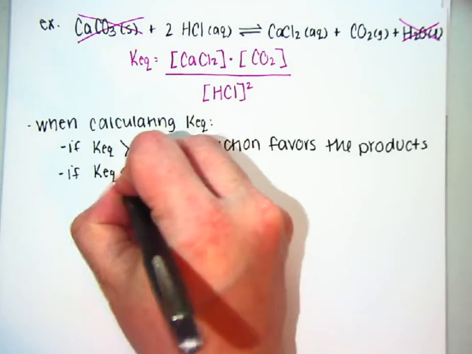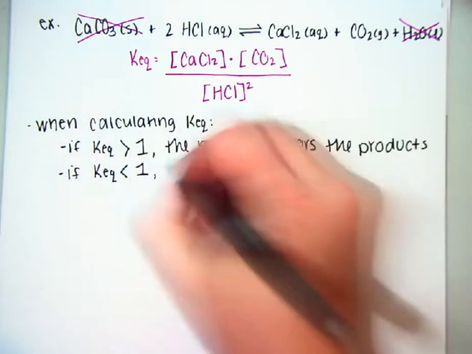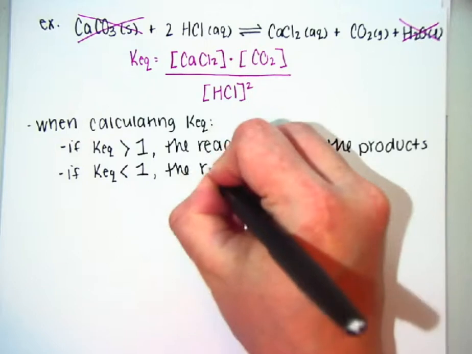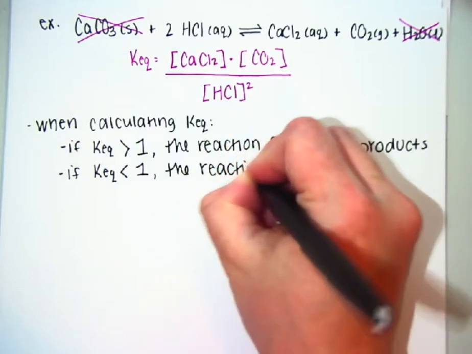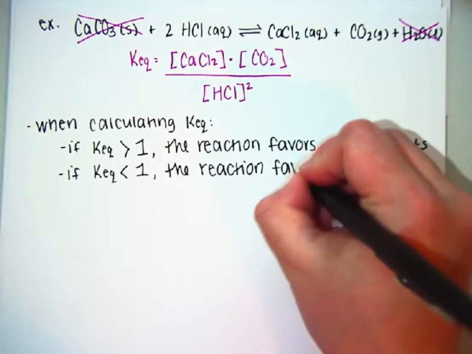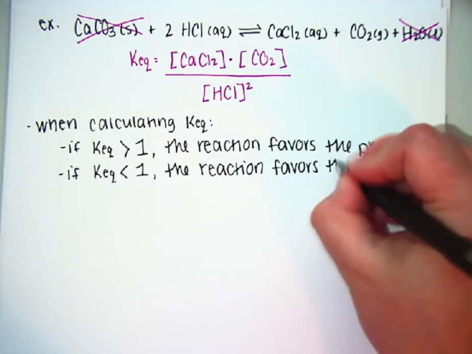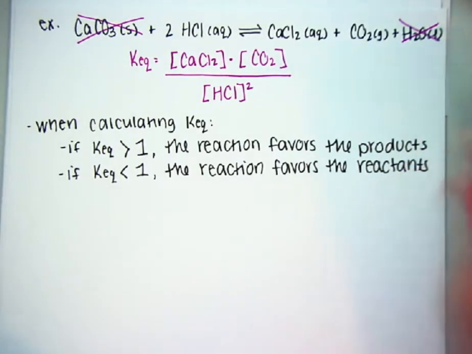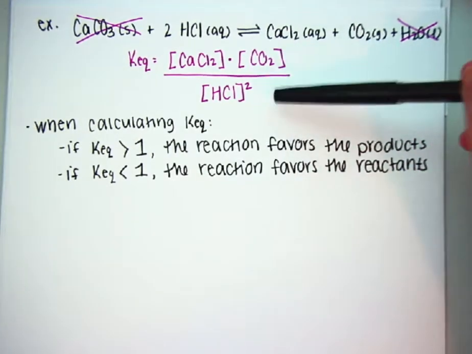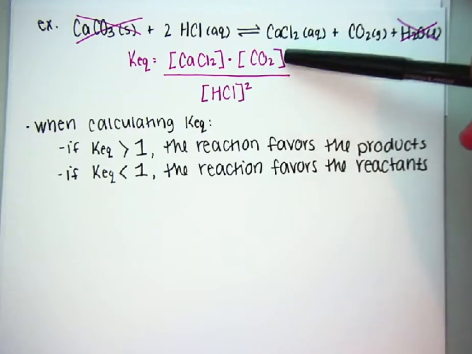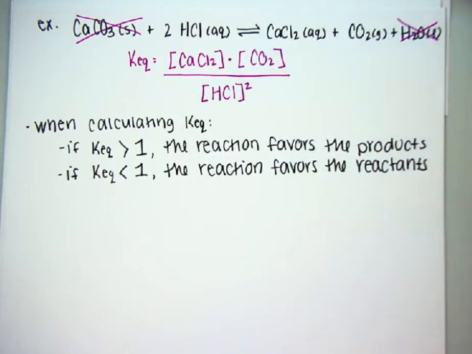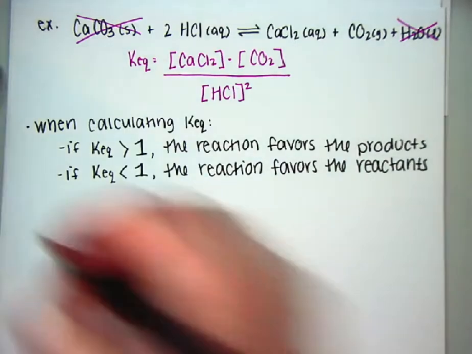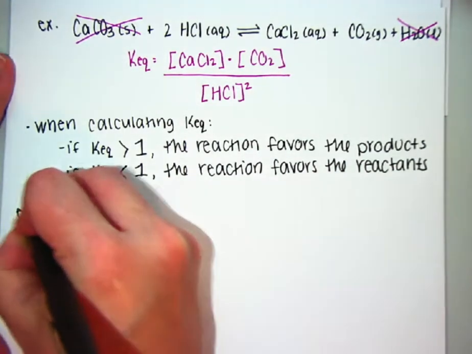If you have a numerator bigger than the denominator, your answer is going to be greater than 1. If KEQ is less than 1, the reaction favors the reactants. Again, products over reactants. Reactants are in the denominator. If the denominator is larger, a small number over a bigger number, your answer is going to be less than 1. All right, 2 examples for calculations.